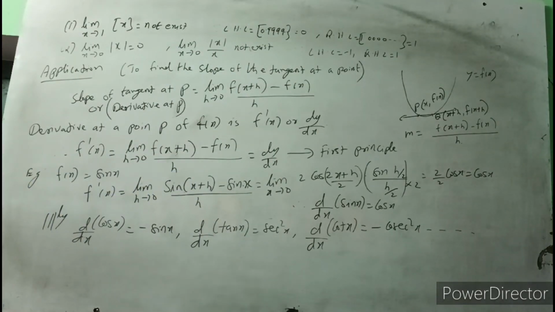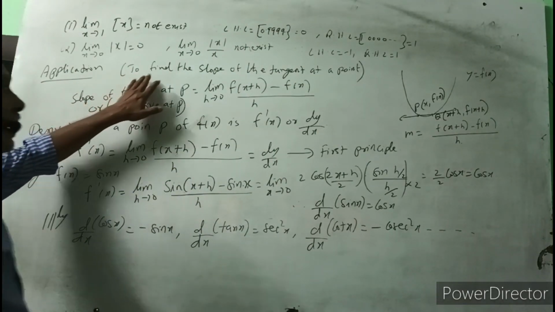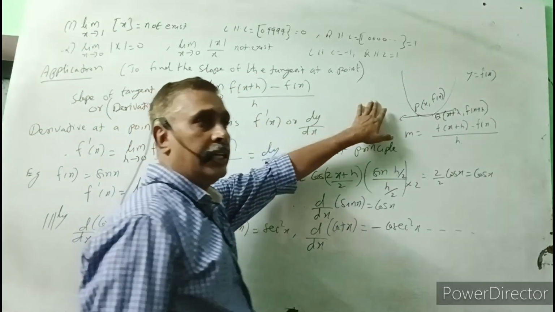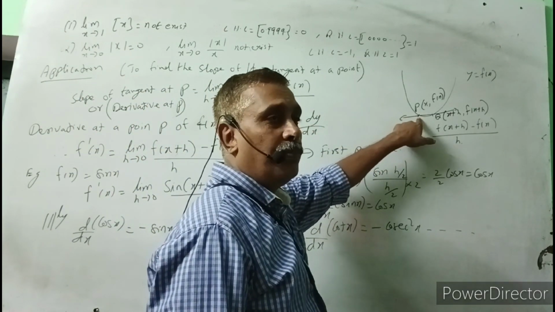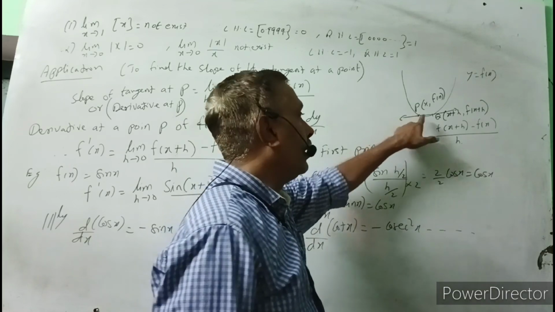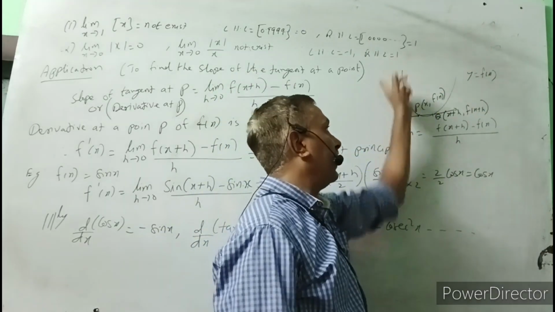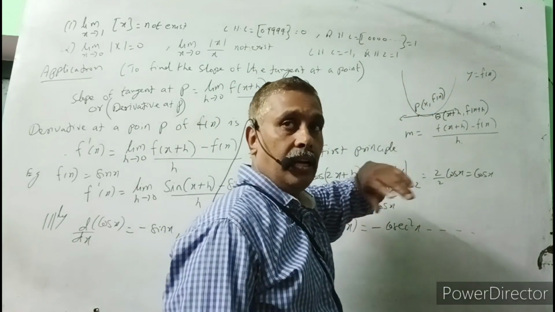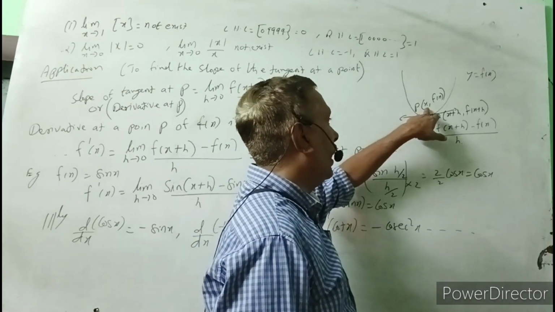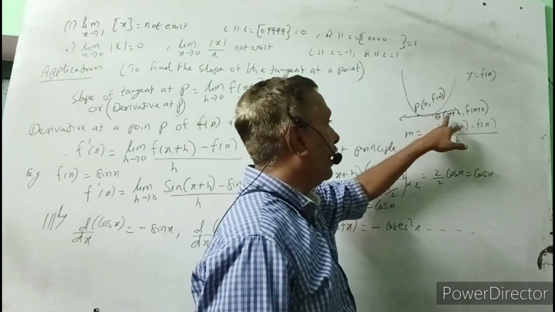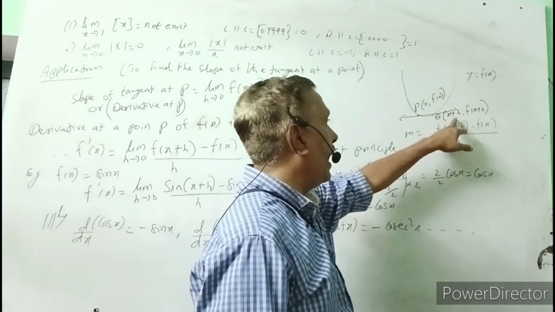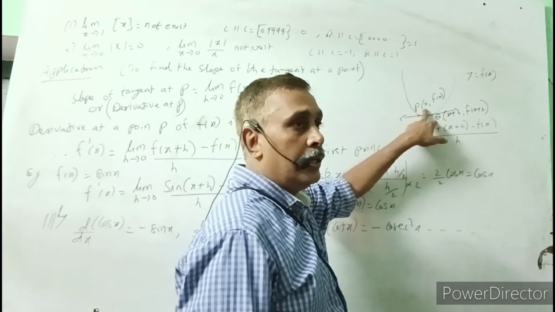So the application of limit is to find the slope of the tangent at a point. At a point, how can you find out the slope? That is the application of limit. Here I took y is equal to f of x, the graph. Y is always f of x. So I took x comma y, actually f of x, and I find a very near point by adding a small number to x.